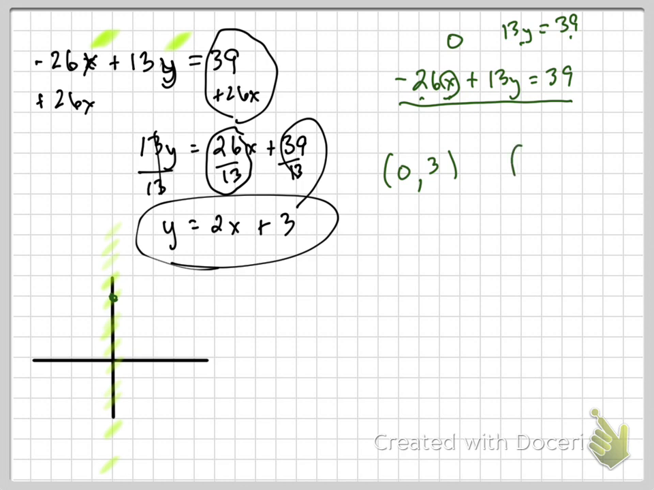And then any guesses to what my y value would be to find my x-intercept? If I want to find any point on the x-axis, what's my y value going to be? Zero. So if I plug zero in for y, I would have a negative 26x. 13 times zero is zero, so that just gives me equals 39. Divide by a negative 26, divide by a negative 26, so x is equal to, well, 13 goes in here three times, 13 goes in here twice. So it'd be a negative 3 over 2, which is just a negative 1.5.